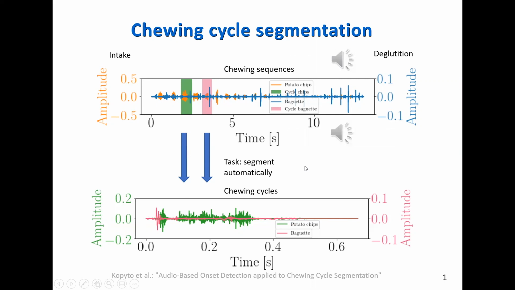The goal of chewing cycle segmentation is to partition the chewing sequences into all events of mandible closure and opening, so-called chewing cycles. On the lower half of the slide, two chewing cycles are shown. We aimed at obtaining the segments of each of these cycles using signal processing techniques on the chewing sequence here.